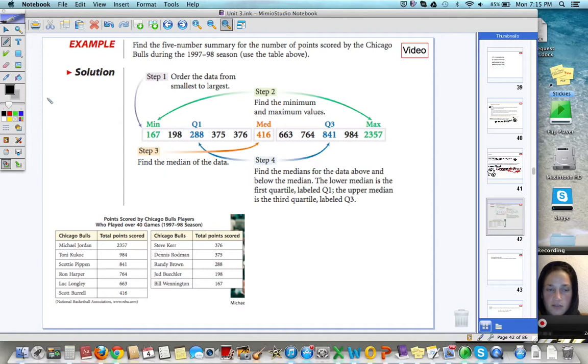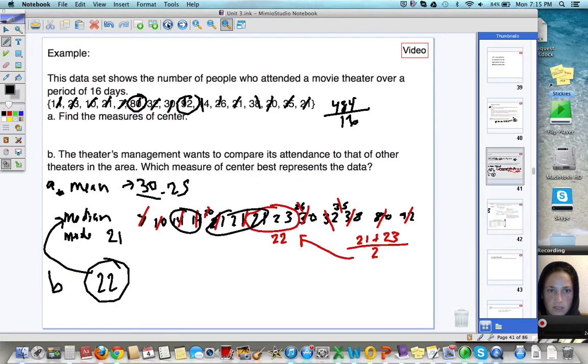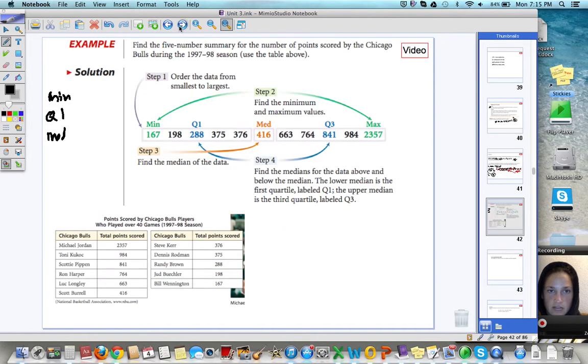So our 5-number summary is our minimum, our Q1, our median. I'm just going to write MED for median. Our Q2, and our maximum. Minimum and maximum are the easiest. They're just the smallest and biggest, with all of these numbers laid out in order from smallest to biggest. So my minimum is always the smallest one. My minimum is going to be 167.